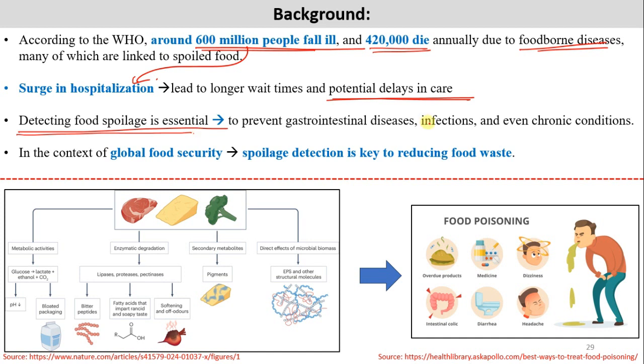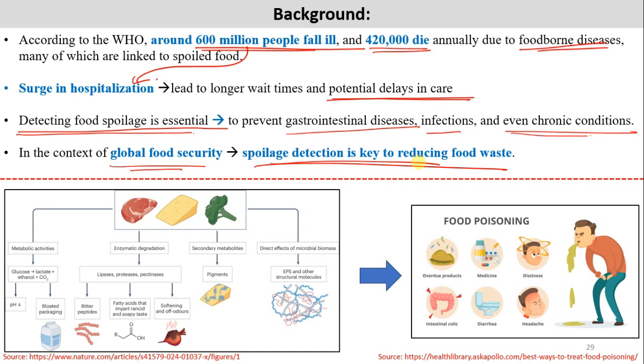This also helps us in preventing gastrointestinal diseases, infections, and even chronic conditions. Apart from this, it also helps us in global food security. Spoilage detection is key to reducing food waste, because if you can detect that the food is going to be spoiled at an early stage, you can consume the food quickly before it gets rotten.